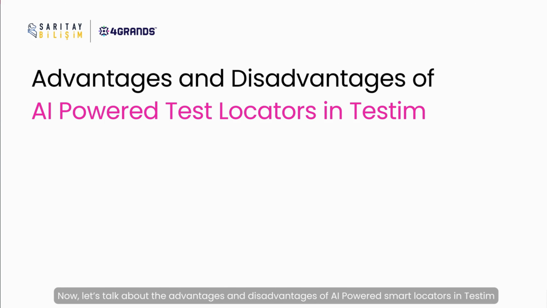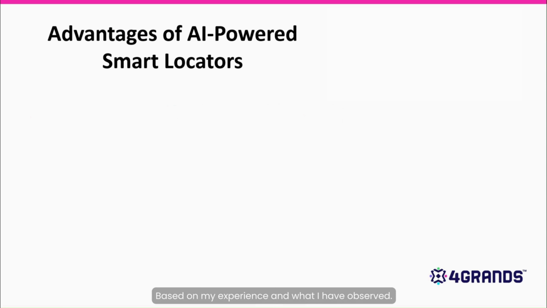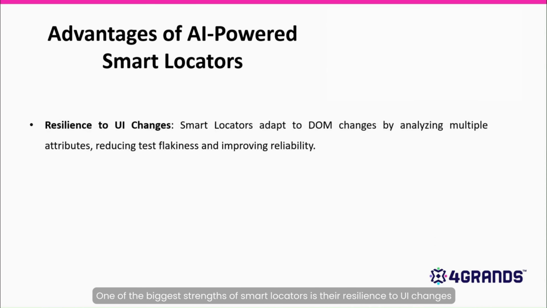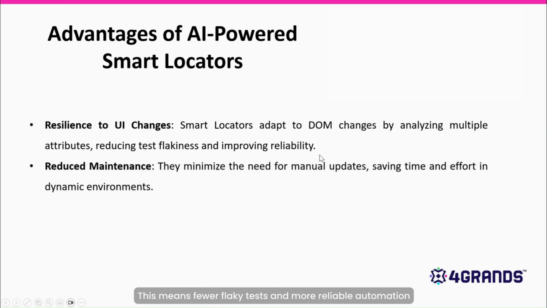Now, let's talk about the advantages and disadvantages of AI-powered smart locators in Testim, based on my experience and what I have observed. First, let's start with the advantages. One of the biggest strengths of smart locators is their resilience to UI changes. Unlike traditional locators that break when an element's ID or class names change, smart locators dynamically adapt by analyzing multiple attributes. This means fewer flaky tests and more reliable automation.